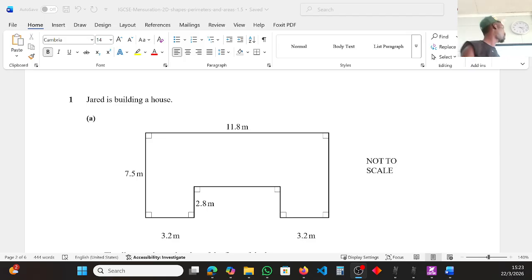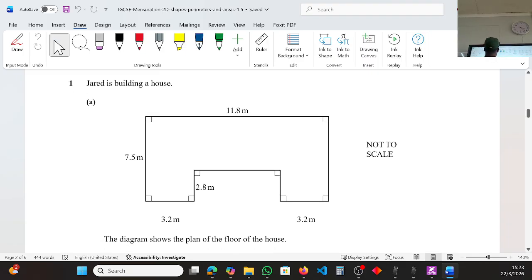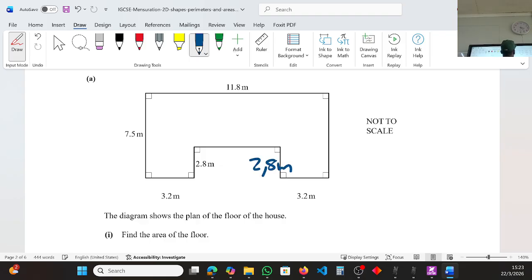Right. The first problem. Jade is building a house, and it's not drawn to scale for the dimensions here. We look at the picture, it looks rectangular, so we expect this side to be 2.8 meters as well, and this one here to be 7.5 meters. You're left with this section.